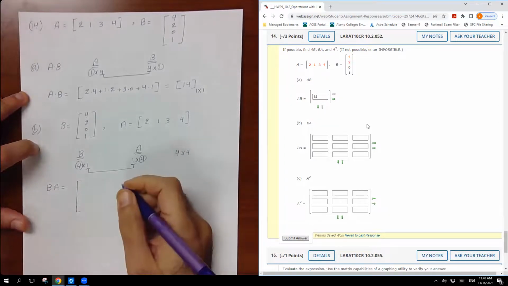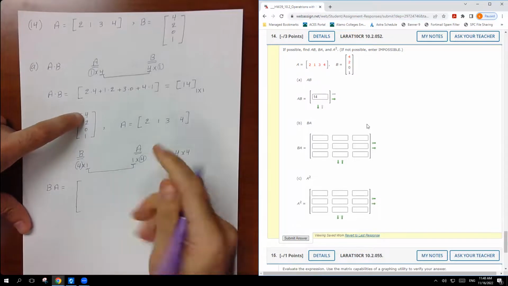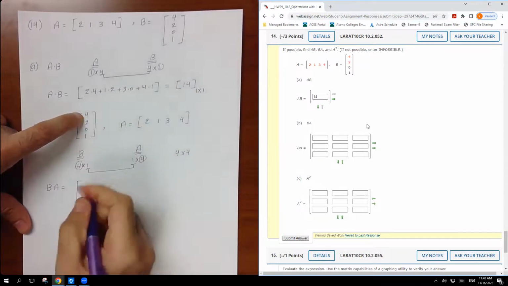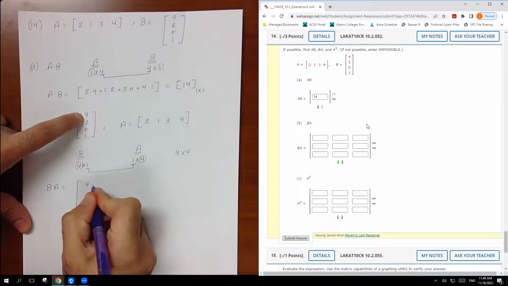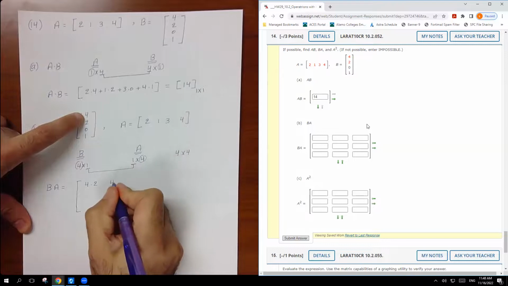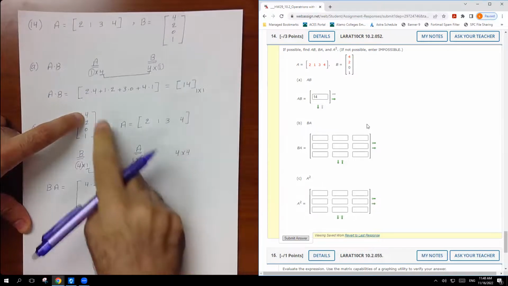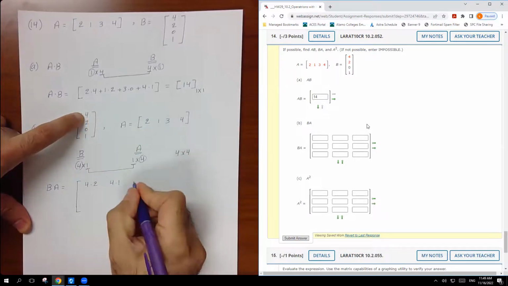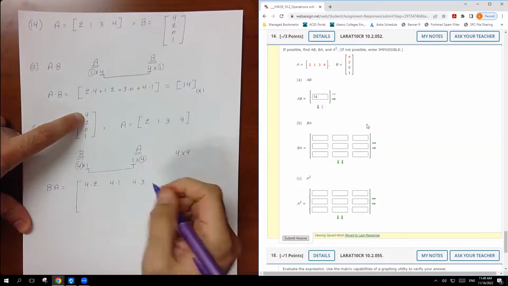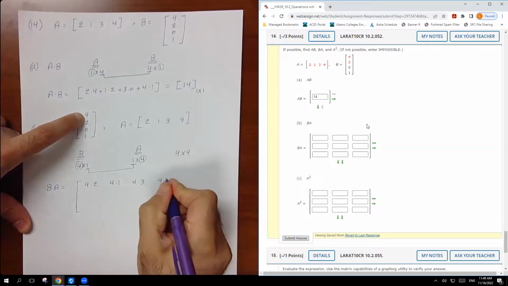That means B times A is going to be 4 times 4. Let's check that. The first row times the first column, 4 times 2. The first row times the second column, so 4 times 1. The first row times the third column, so it's going to be 4 times 3. The first row times the fourth column is going to be 4 times 4.